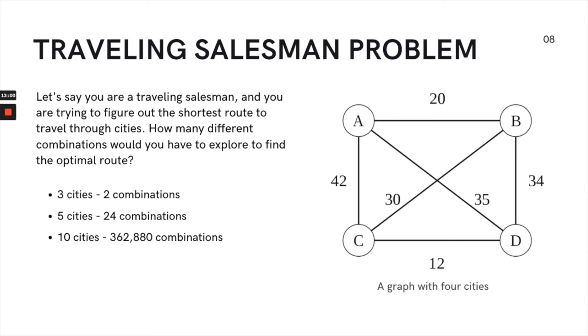And then when it gets to 5 cities, there's 24 combinations. It's getting a little more complex. And then 10 cities, wow, 362,880 combinations. That is a lot. We probably need some sort of computer program to help us solve that.